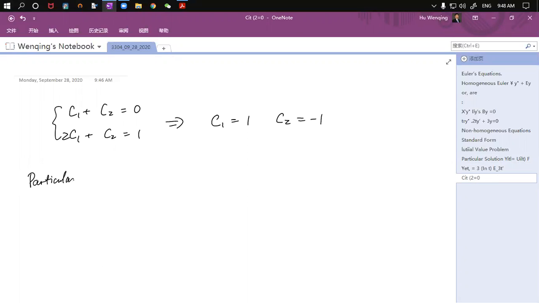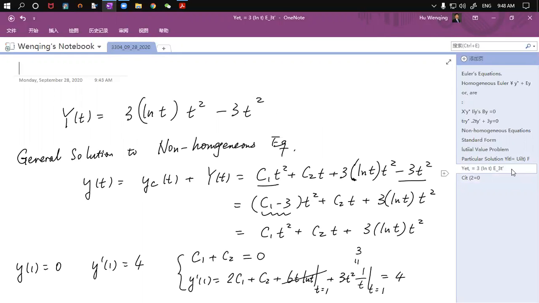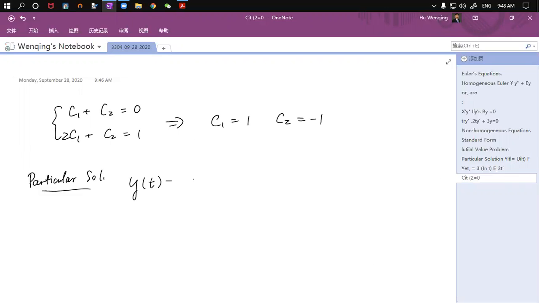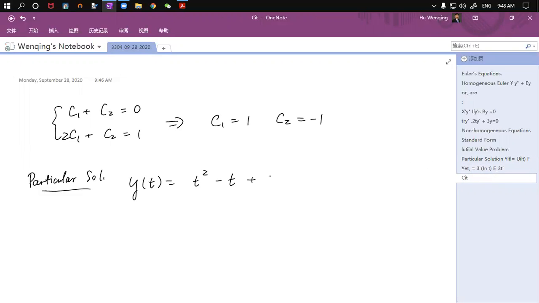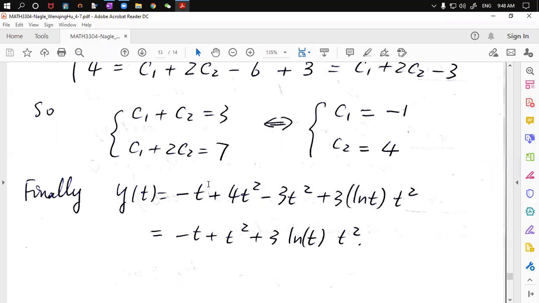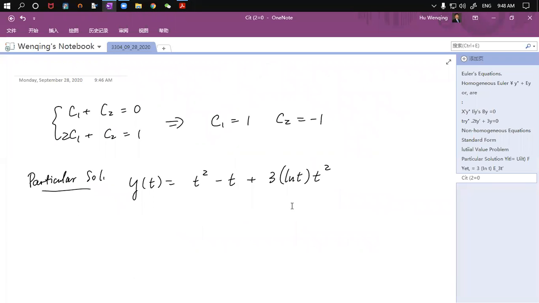So our particular solution that's going to satisfy the boundary conditions, I mean the initial conditions, is given by C1 equal to 1, so that's t squared minus t, and C2 equal to minus 1, plus 3 times the logarithm of t multiplied by t squared. So that's going to be your final solution: y(t) equals t squared minus t plus 3 ln t multiplied by t squared. That's going to be your particular solution.